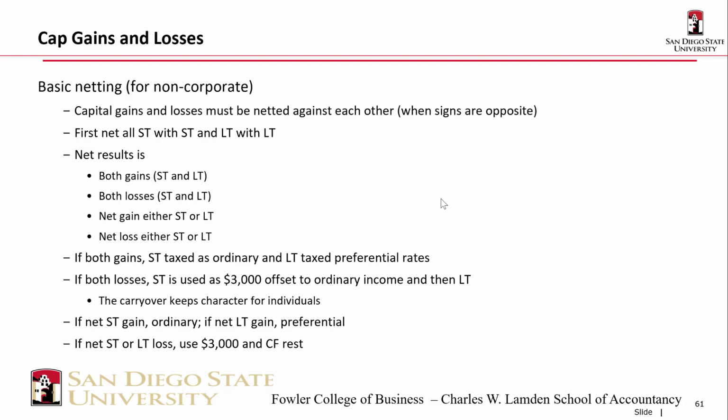If it's a net short-term gain, you just treat it as ordinary, right? So that would be a situation where I have a short-term gain of 4,000 and a long-term loss of 1,000. Well, that results in a net short-term gain of 3,000, taxed as ordinary. If it's a net long-term gain, let's reverse the numbers. Now I've got a long-term gain of 4,000 and a short-term loss of 1,000. That nets together to a long-term capital gain that I would enjoy preferential rates on. If it's a net short-term or long-term loss, use the 3,000 and you carry forward the rest.